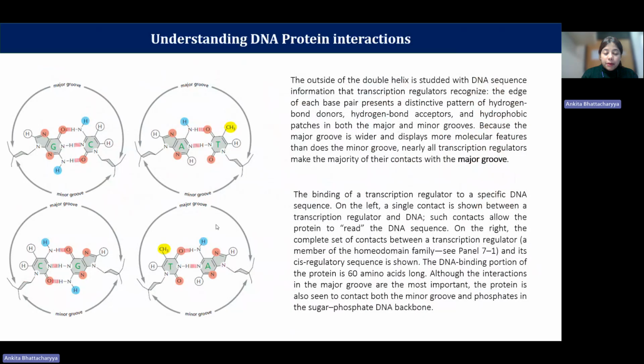And apart from that, if you look at the double helix, the outside of the double helix is studded with DNA sequence information, which the transcription factor or regulator is able to recognize. The edges of the base pairs present a distinctive pattern of hydrogen bond donors, acceptors, and hydrophobic patches in both the major and minor grooves. But among them, because the major groove is wider and has more molecular features than the minor groove, nearly all transcriptional regulators make most of their contacts with the major groove itself.